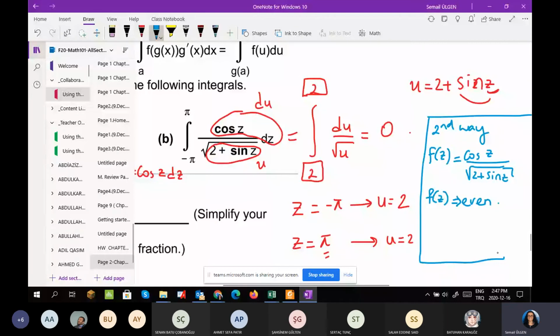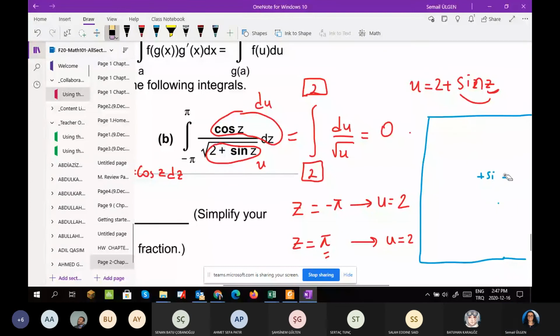I want to make it 0. So just a sec. No, it's not even. It's not even because of the sine z there. I take it back. Otherwise, it's not going to give you that. The top part is even, but the bottom part is not even, so it's not going to work. So there's no second way here.